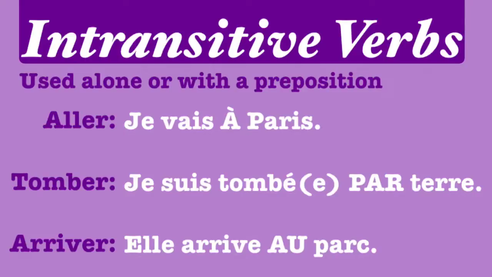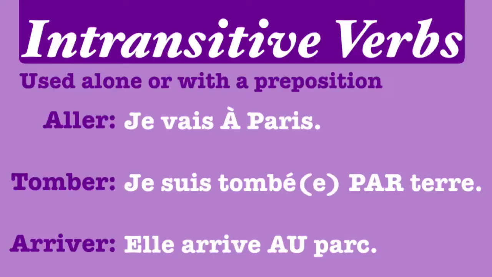It's a similar idea with tomber, which means to fall. I don't fall the ground, I fall on the ground in English, and it works about the same way in French. Tomber, if you're going to specify where you fall, it needs to be used with a preposition. So in this case, we have the example, je suis tombé par terre. I fell on the ground, using the preposition par.